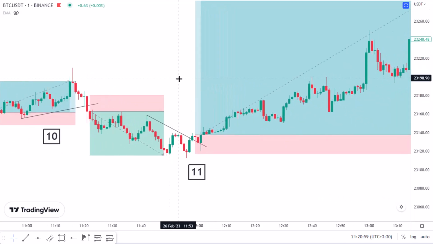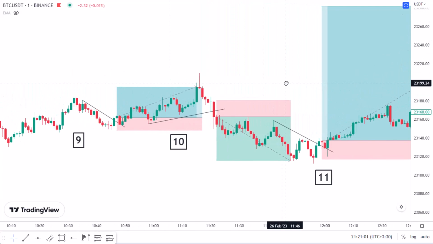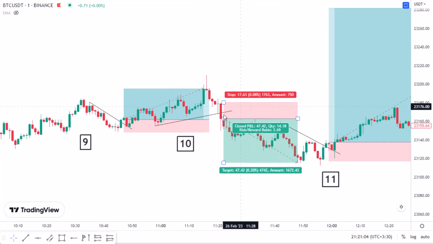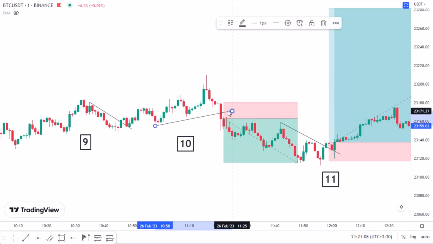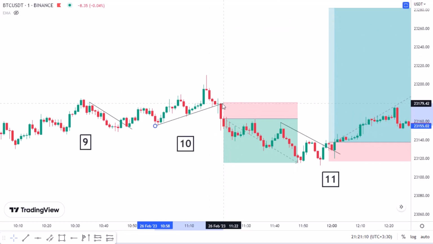On the trade 11, actually, did I say 10? No, I didn't. On the trade 10, let me clean it so we can see better. On the trade 10, we had a trend line like this.